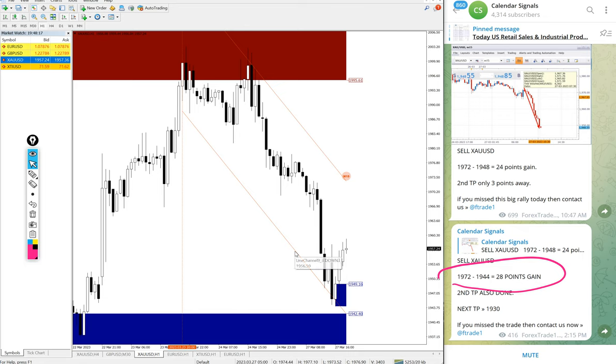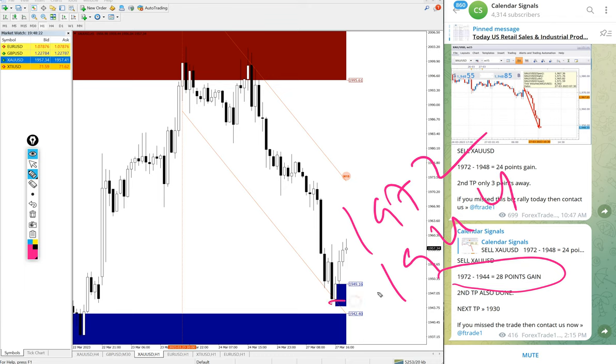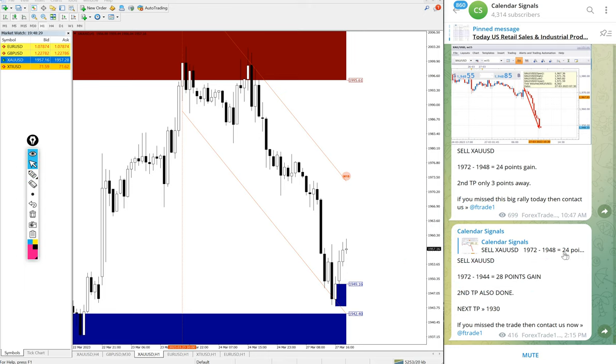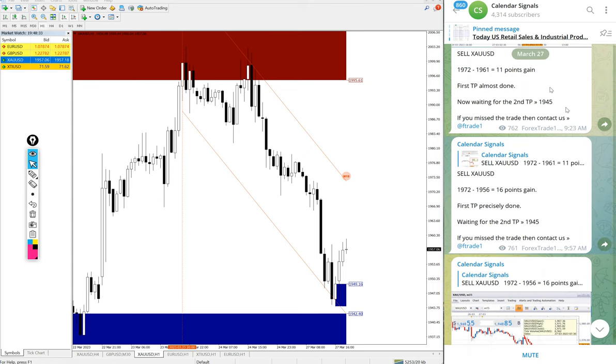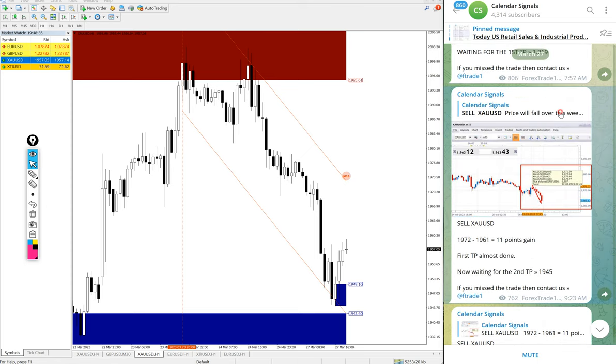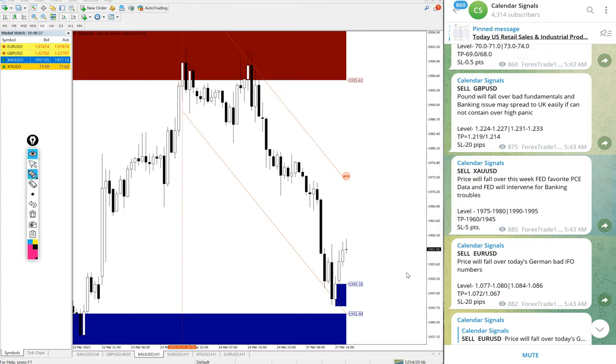Here is the gold chart. Entry at 1972, 1944 low traded. 28 points gain. All the given two targets, both the targets reached. If you look at the signal given message, given target 1960 reached and 1945 that also reached. So both the targets reached on the gold sell signal.